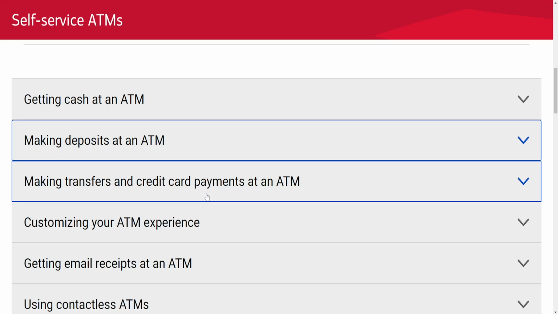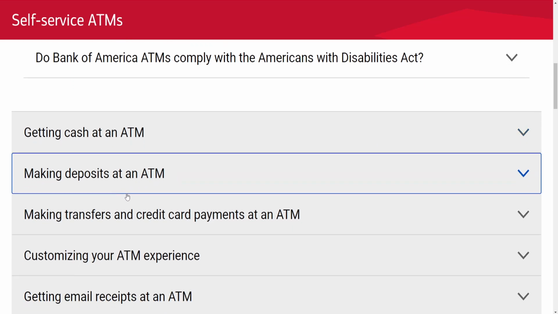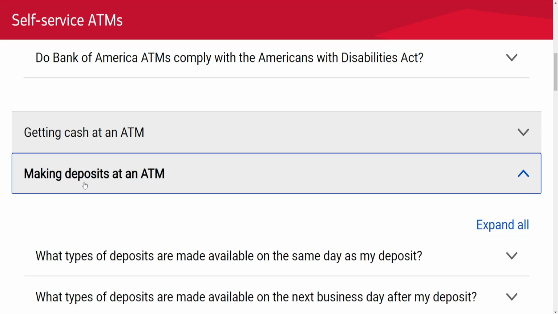How to deposit cash in Bank of America. If you want to deposit any money in Bank of America, you will need to go to a Bank of America ATM. Now there are a few different deposits that you can make at an ATM. So I'm just going to expand this article here.